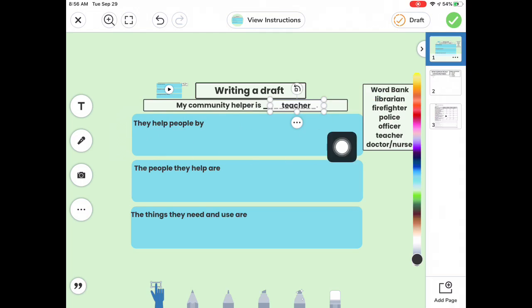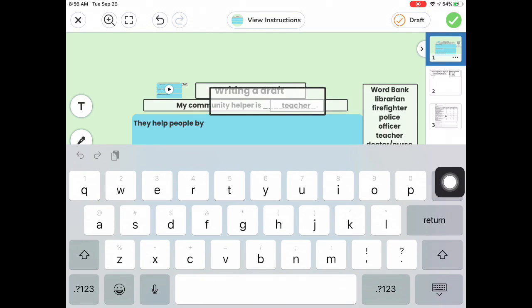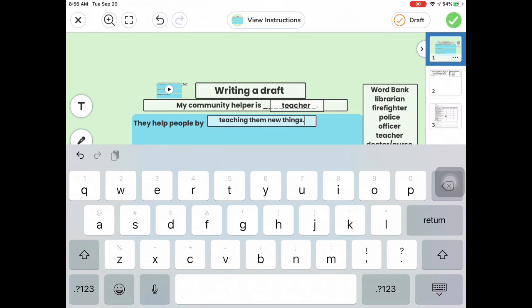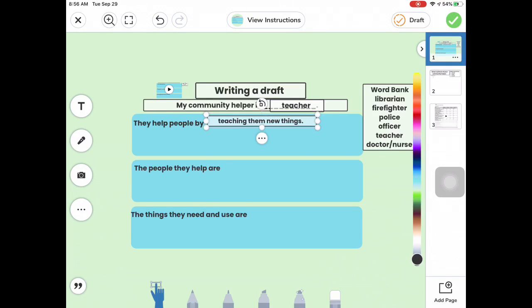Then I need to go down here. It says they help people by. I need to list 3 ways that a teacher helps people, and I need to start by finishing the sentence. So teachers help people by teaching them new things. Oh, I forgot my period. Make sure that you put a period at the end of your sentences.